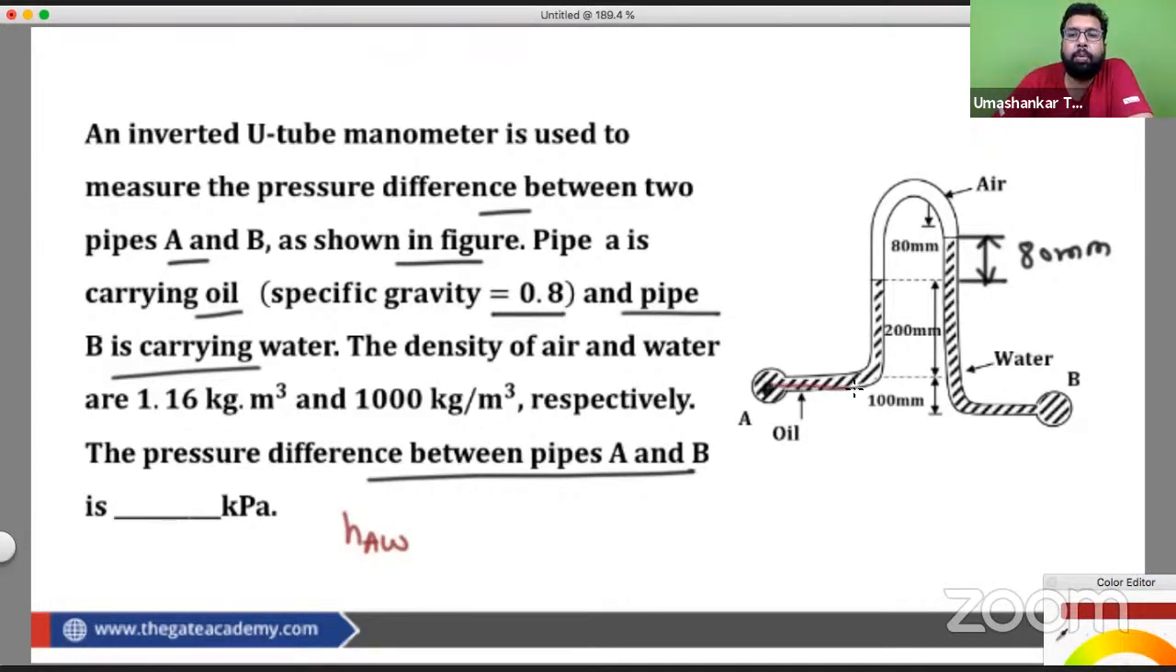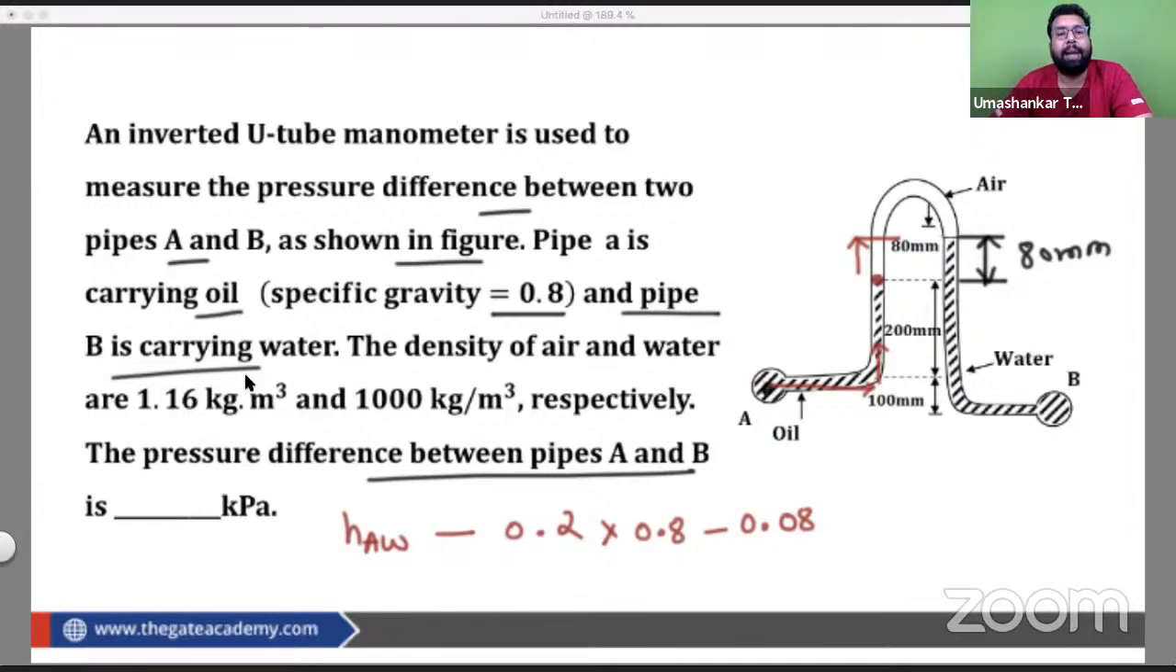Now from this point we are moving horizontally, so nothing is to be written. Now from this point we are moving upward, so we must subtract how much we are moving. We are moving by a distance of 200 mm, that is 0.2 meter, and we are moving in this oil, which has a specific gravity of 0.8, where we reach this point. Now from this point to this point, we are moving in air. So again we are moving in the upward direction, so we shall subtract. So this is minus 0.08. No, Pranjali, it is minus 0.08.